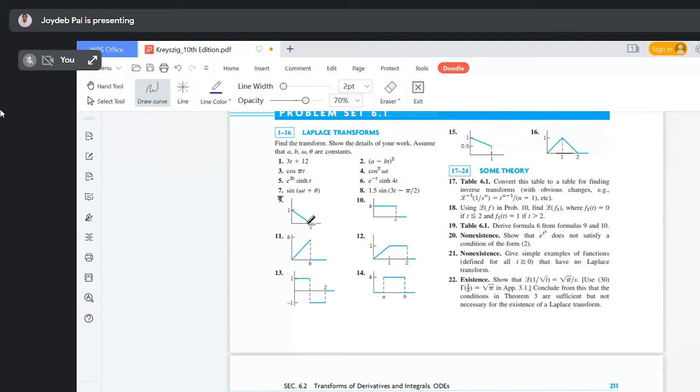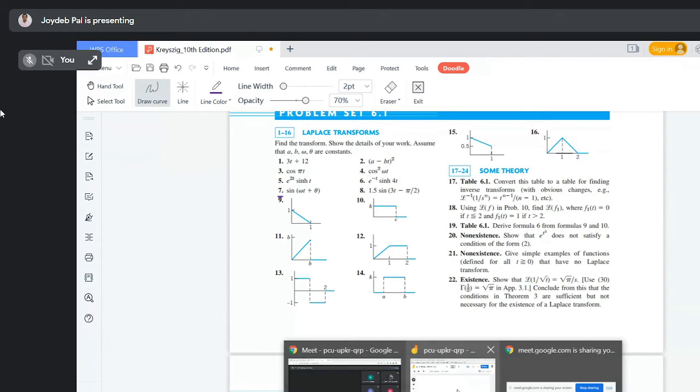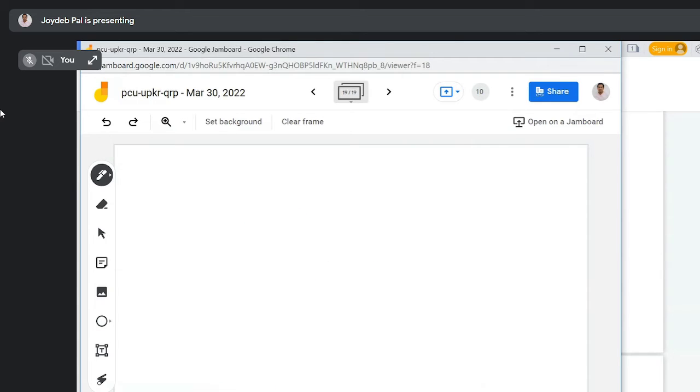Now problem number 7. See, problem number 7 is sine of (omega t plus theta). Laplace transform of sine (omega t plus theta). Now if it is only sine omega t, the Laplace transform of sine omega t is simple, we can find it. But it is omega t plus theta. So what will we do?